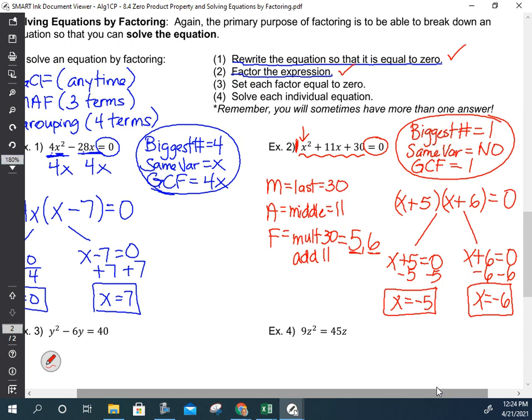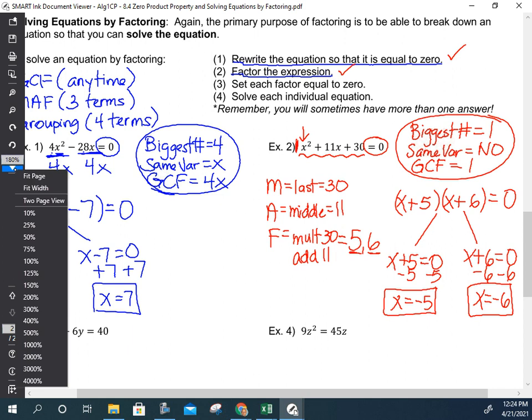Any questions on examples 1 and 2? Put them both on the screen real quick.